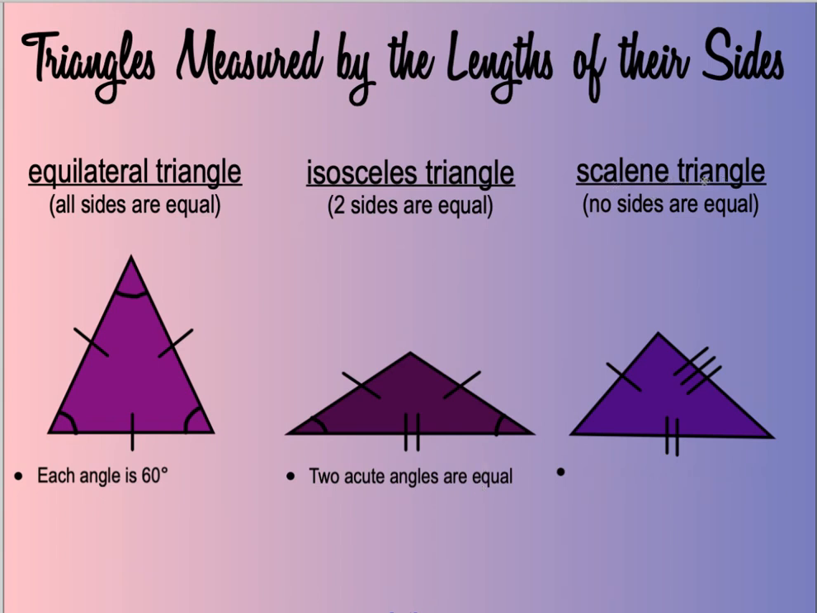Last, I have my scalene triangle. In the scalene triangle, there are no equal sides. So you see I have 1 hash mark on the left, 2 hash marks on the base, and 3 hash marks on the right. That's because each of these sides is a different measurement. If you were to get out your ruler and measure them, none of them would be the same. And on a scalene triangle, none of the angles are the same either. So even though we're really just looking at the side measurements, sometimes the angles will matter to help us figure out what the sides are.